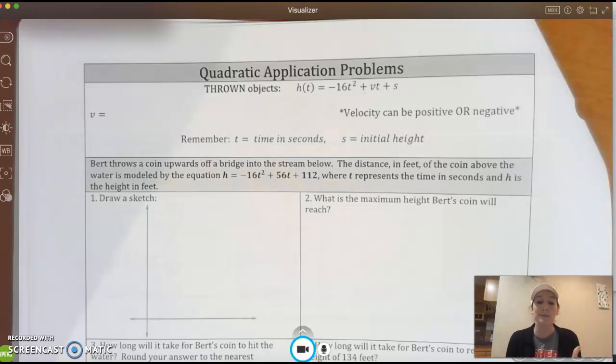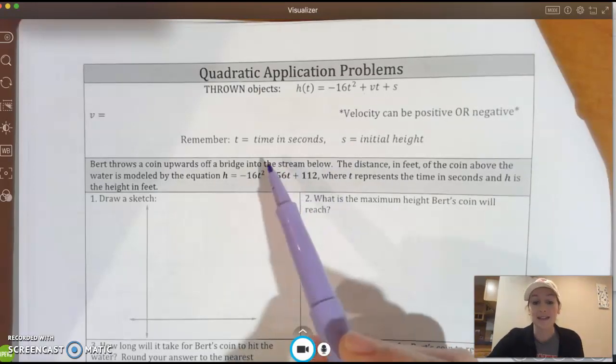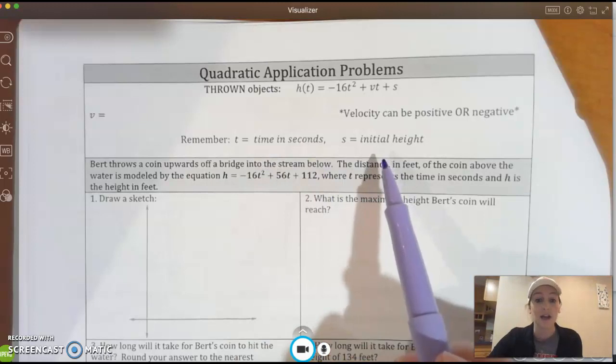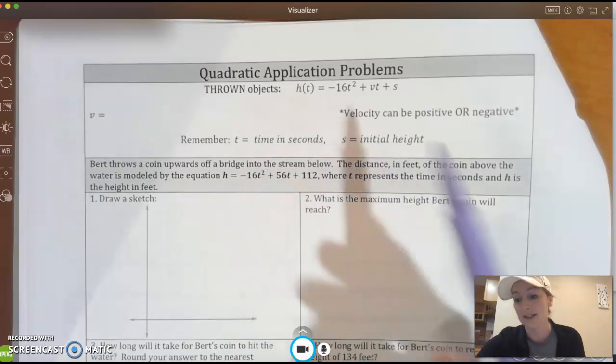So dropping an object, we talked yesterday that it's negative 16t squared plus s, where s is our starting height. Well, this time we have to think about throwing an object, that we have some velocity, we have some force impacting that object. So if we're throwing an object, h of t equals negative 16t squared plus vt plus s. So a lot of it is staying the same. t is still our time, and s is still our initial height here, and v stands for velocity.